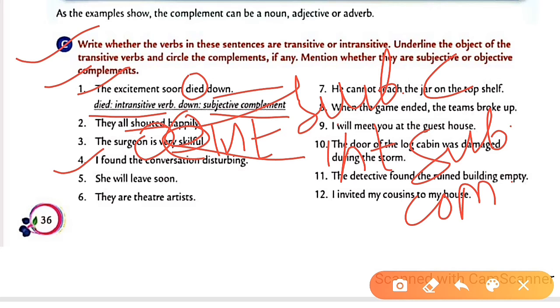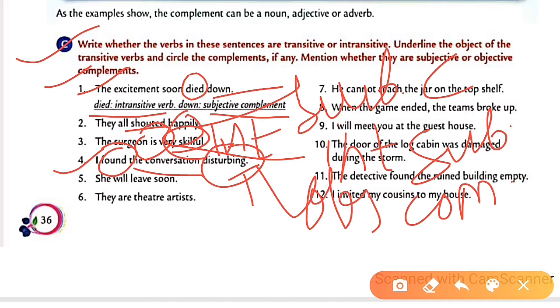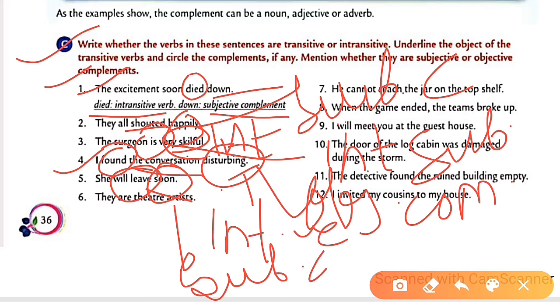Okay, move to next, number 4: I found the conversation disturbing. So found is a transitive verb, and disturbing is what? An objective complement, because there is an object, that's why it is a transitive verb. Number 5: she will leave soon. Will leave is what? Intransitive verb, because there is no object, so it is a subjective complement.